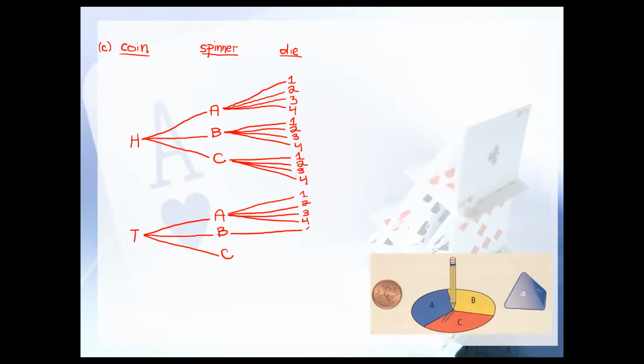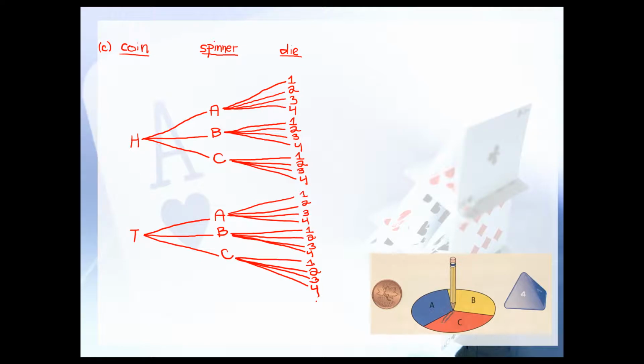B can go into 1, 2, 3, 4. I thought I gave myself enough space. Evidently not. Okay, C can go into 1. It can go into 2. It can go into 3. And it can go into 4. Okay, so that's the tree diagram.